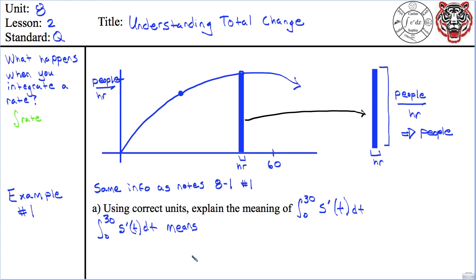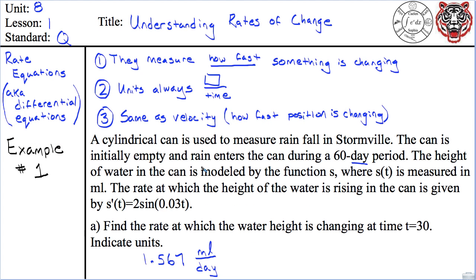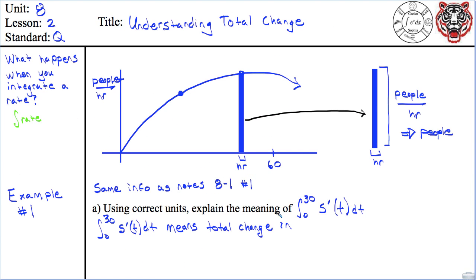Instead of total change in displacement, this is going to be total change in people. Careful. Position. Let's look at that example again. Total change in what? S of t is measured in milliliters. So it's going to be the total change in milliliters. And what are milliliters? What in this problem do we see? Water. What specifically about the water? The height. Yeah, there it is, the height of the water. So it's the total change in the height of the water.